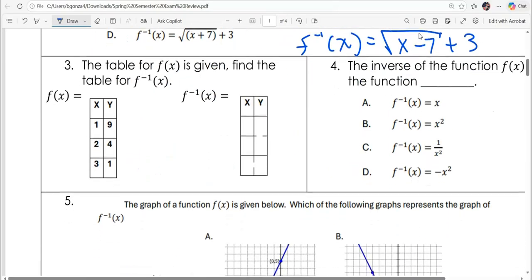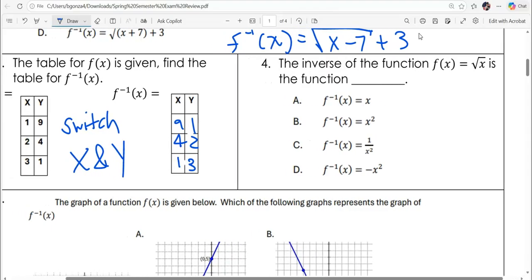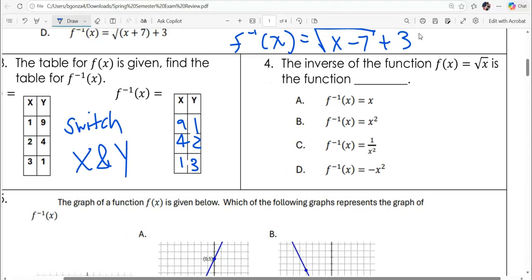All right, number 3. If you're going from a function to its inverse, all you do is just switch x and y. So (1, 9) becomes (9, 1), (2, 4) becomes (4, 2), and (3, 1) becomes (1, 3). It's too easy.